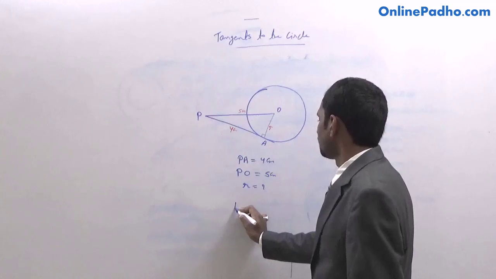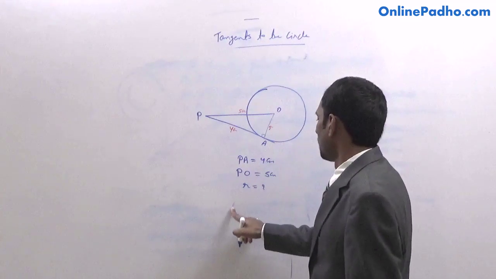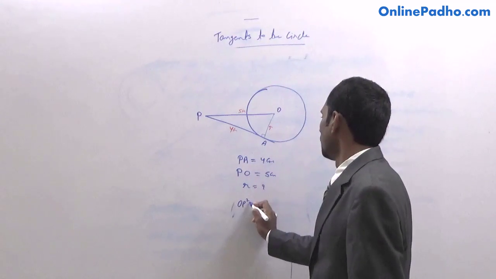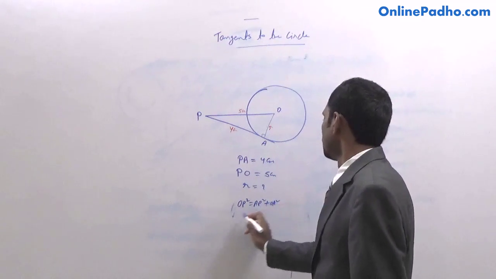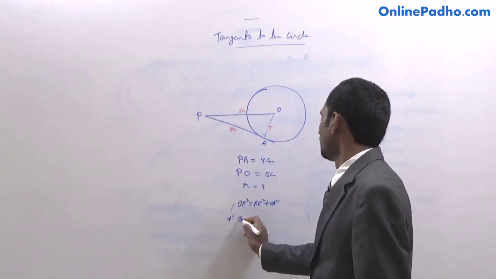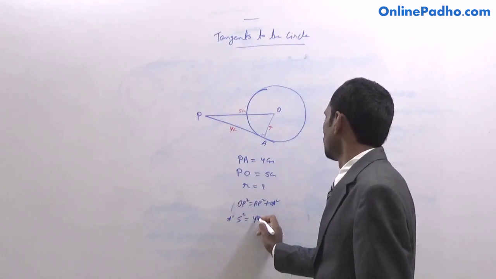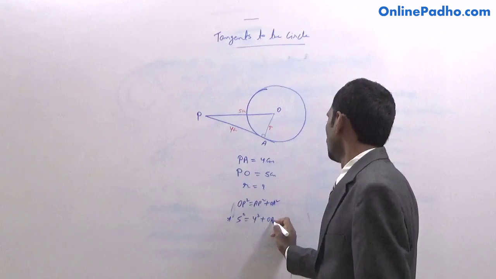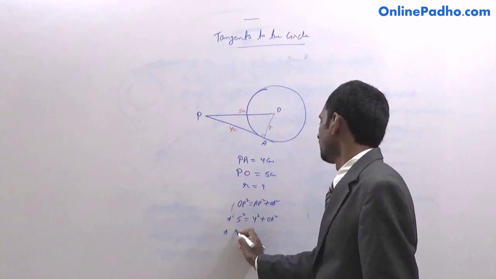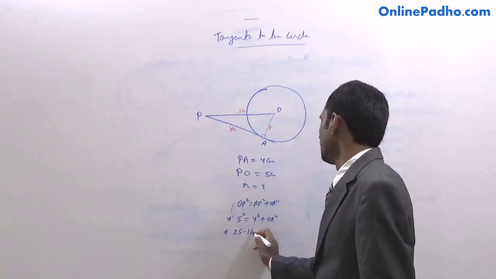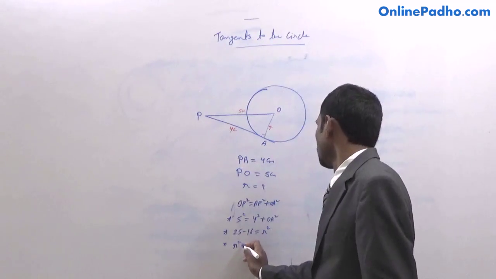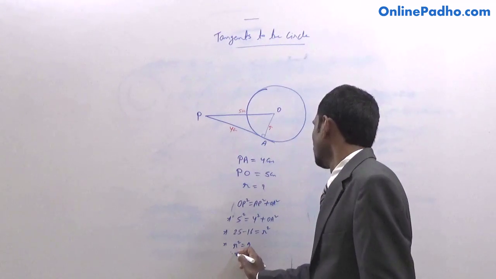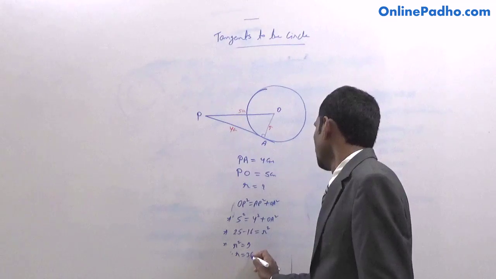So we can say by Pythagoras theorem, OP square is equal to AP square plus OA square. So OP square we can put 5 square is equal to AP square, 4 square, plus OA square, which is equal to the radius. We can say 25 minus 16 is equal to R square. So R square is equal to 9. So therefore radius is equal to 3 centimeter.